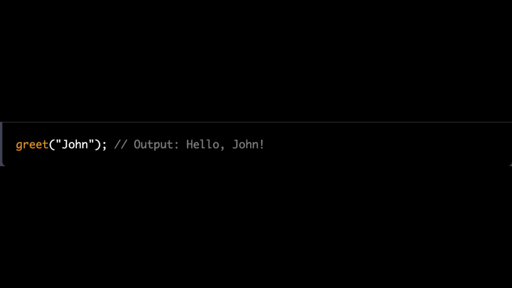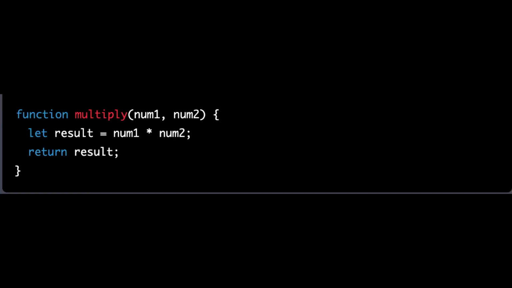Functions can also have multiple parameters and return values. Here's an example of a function that takes two numbers as parameters, multiplies them together, and returns the result. In this example, we're using the let keyword to declare a new variable called result inside the function. We're then assigning the value of num0 to result and returning it using the return keyword.